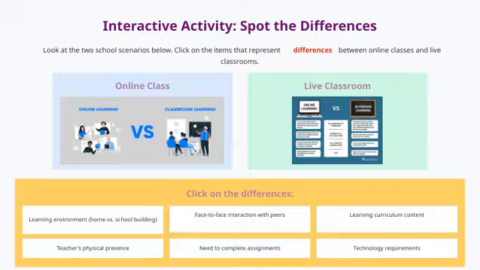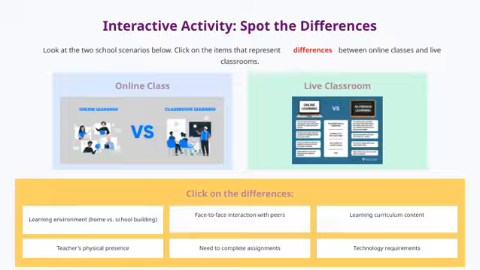Also, consider the teacher's physical presence. It's obvious in a live classroom, but absent in online learning. Moving on, some tasks like completing assignments might feel different, more independent or self-paced online, whereas in a classroom, there might be more direct support. Technology requirements are another key difference, as online learning depends heavily on devices and internet, unlike traditional classrooms.